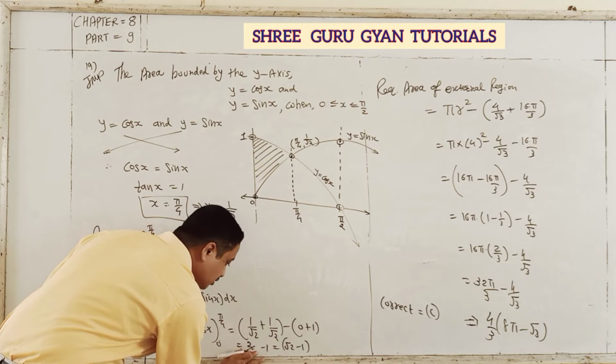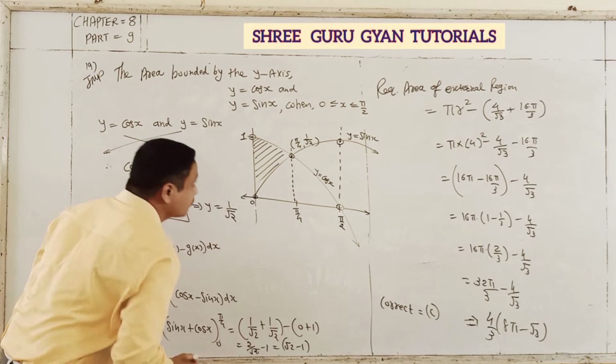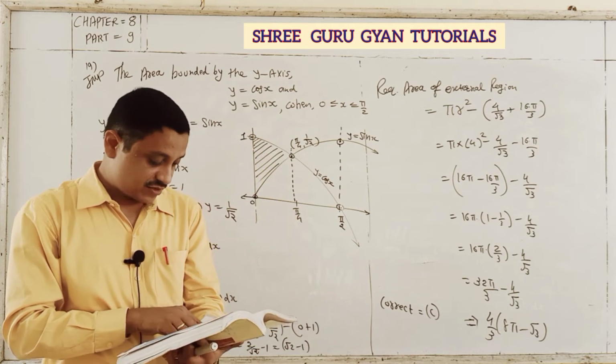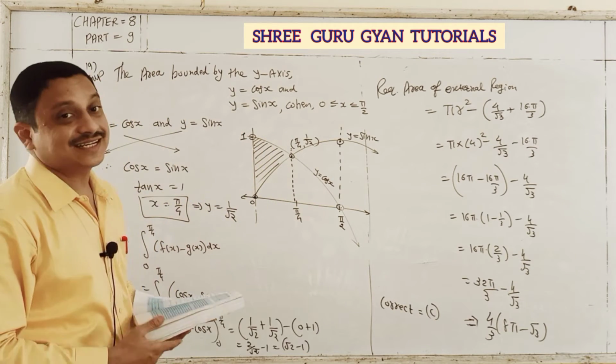Tick mark the option. I think your option is B. In your textbook question, students, it is option B. Yes, root 2 minus 1, and that is correct.